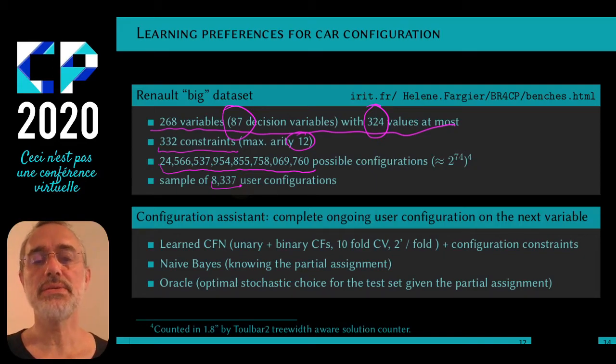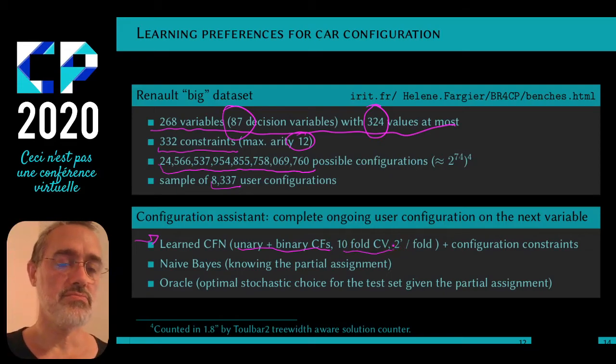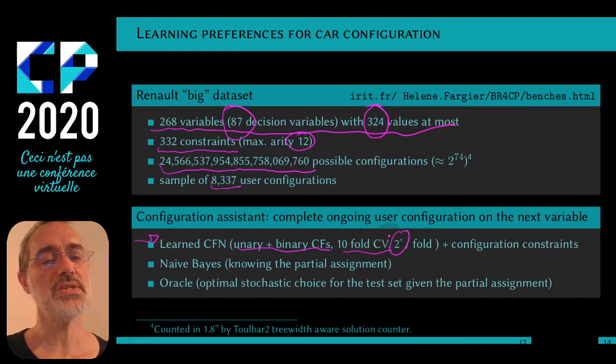So we tried 3 approaches on this problem. The first one uses PMRF and toolbar 2. We learn unary plus binary cost function. We use a tenfold cross-validation. And to give an idea of the CPU time, we spend 2 minutes per fold to process each fold. And the learn problem can be reinforced or not by configuration constraints, which are known, provided as input.